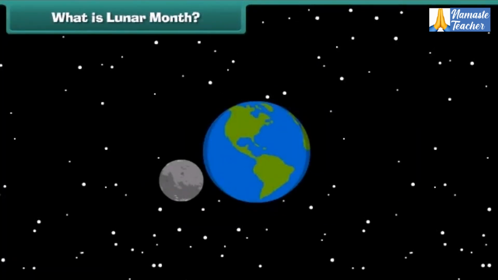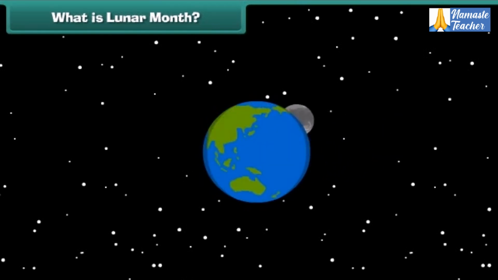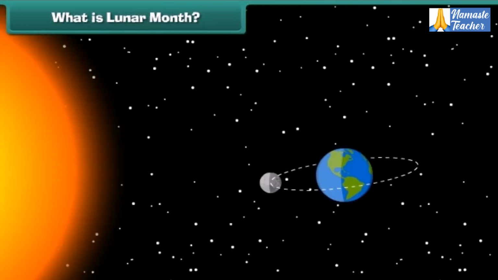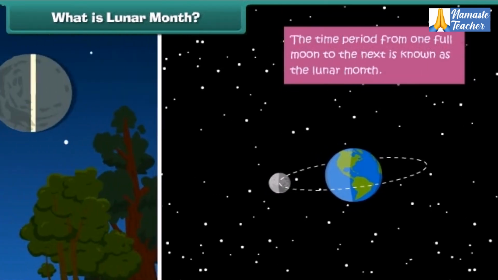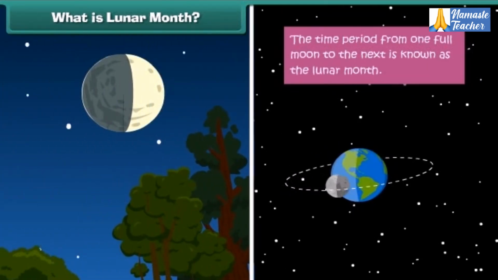The moon takes 27.3 days to orbit the Earth, but the time from one full moon to the next is 29.5 days because Earth is also constantly moving and orbiting the sun. We call this period from one full moon to the next the lunar month.